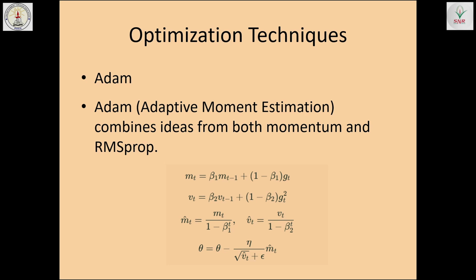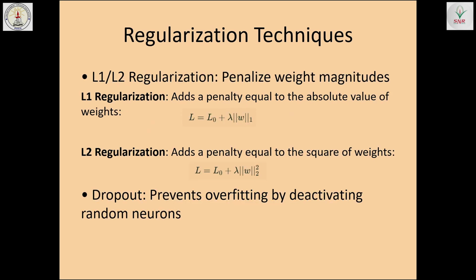So here we have a rule called the update rule. The update rule is nothing but the equations given here for MT, VT, MT cap, VT cap and theta. The theta value can be found in a methodology similar to RMS prop. Combining both of the equations, we get the Adam equations. Adam has become one of the most popular optimization algorithms because of its efficiency across various tasks. Moving on to regularization techniques.